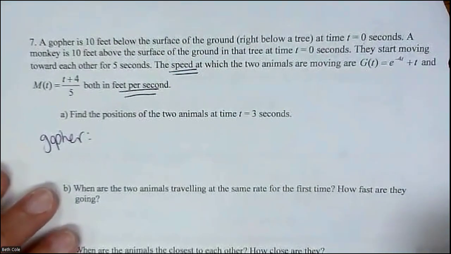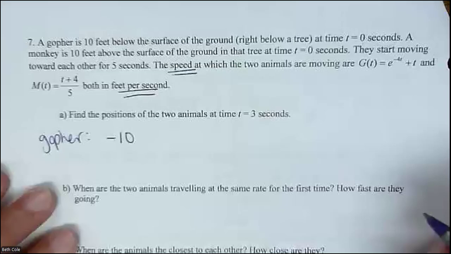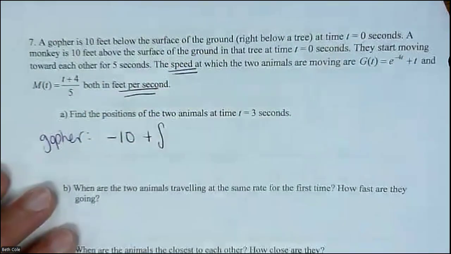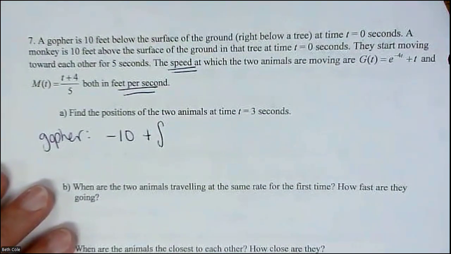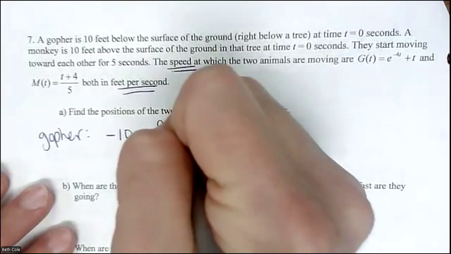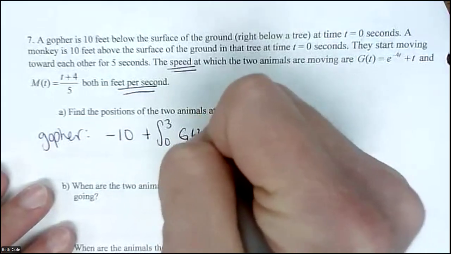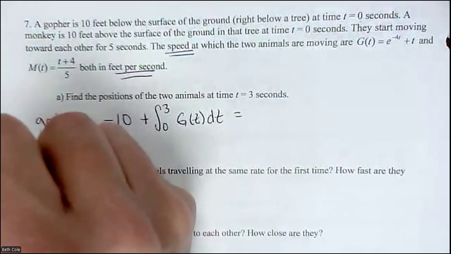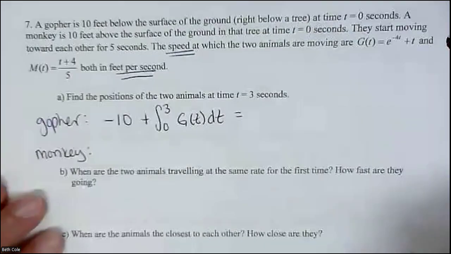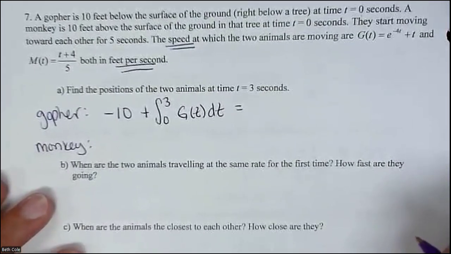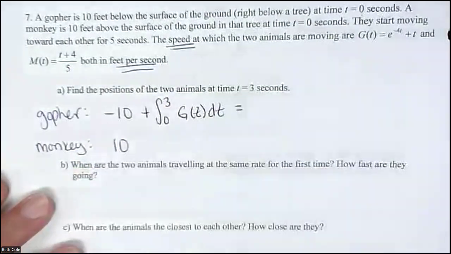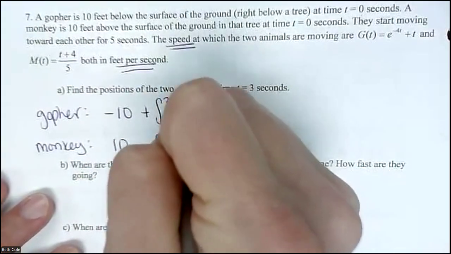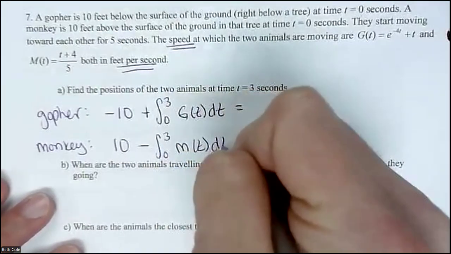Where does Mr. Gopher start? All right, negative 10. He is moving up. So plus how much he accumulates, which will be from when to when? 0 to 3. Integral of G of t dt. I'll go slam that in the calculator, but hold on a second. Let's set up the monkey one. Where does the monkey start? Positive 10, but he's moving down. So we're going to subtract integral 0 to 3 of M of t dt.